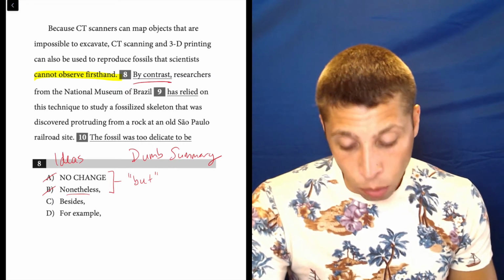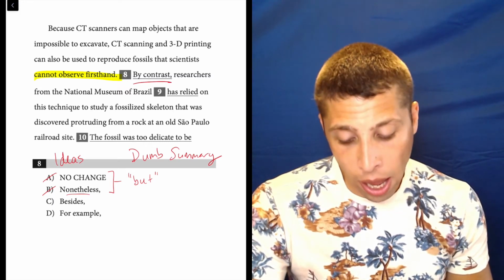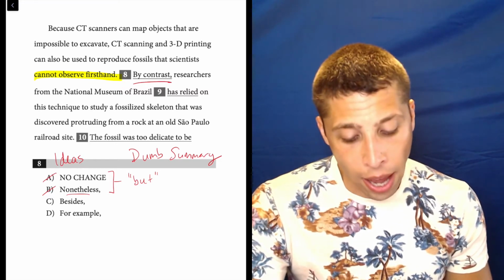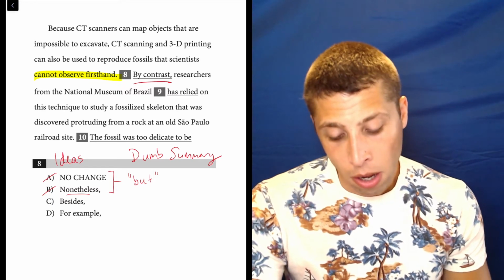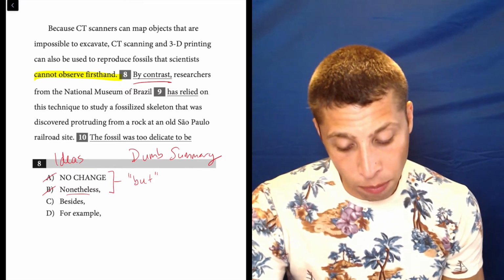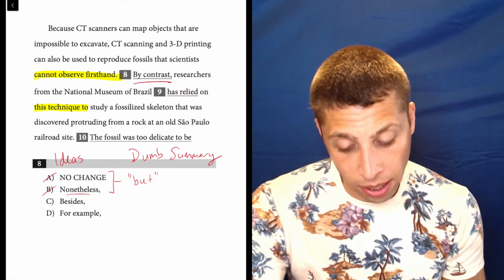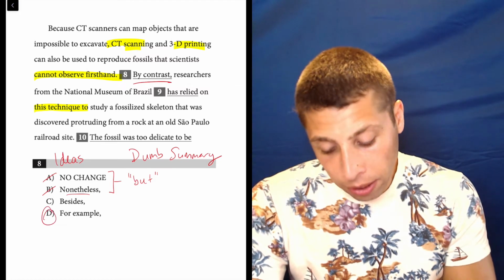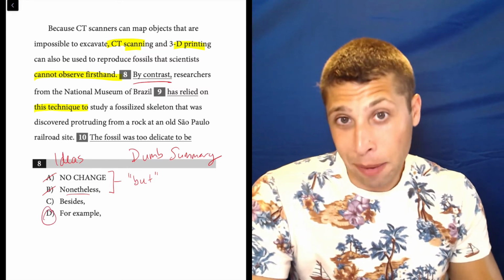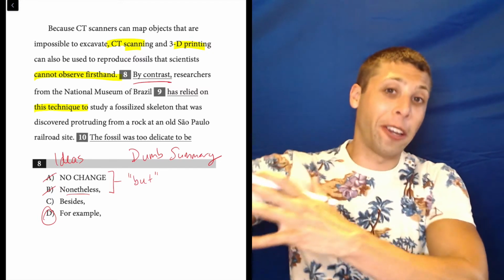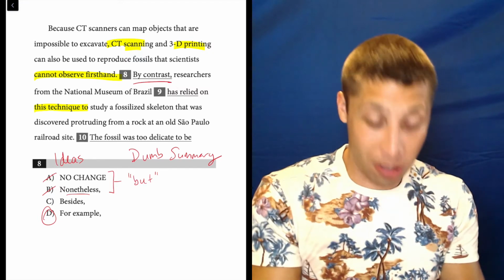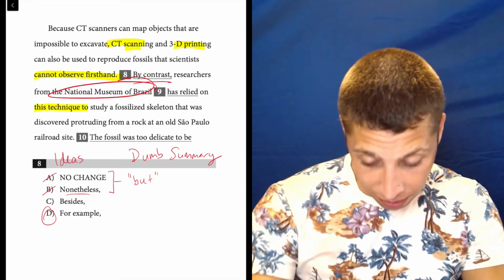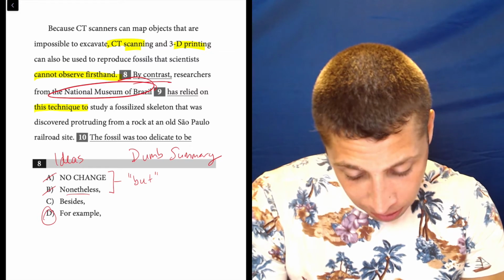Let's not read what's there. Researchers from the National Museum of Brazil have relied on this technique to study a fossilized skeleton that was discovered protruding from a rock at an old Sao Paulo railroad site. Okay, so they cannot observe them firsthand, so they used this technique with the CT scanners and the printing. I mean, that's a pretty clear example, right? They're talking about what these techniques do, and then they're talking specifically about the National Museum of Brazil, which is using one of these techniques to study this one skeleton.